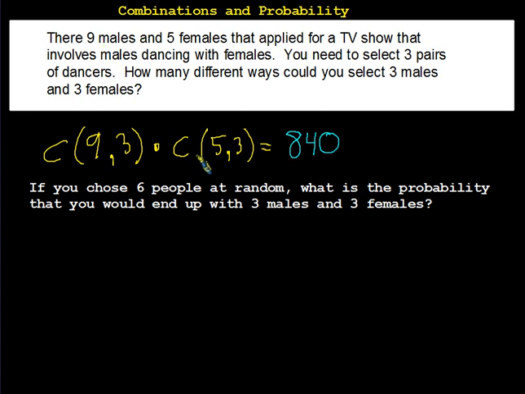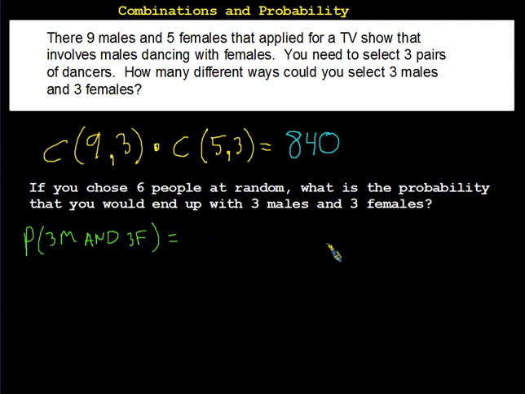And we would compare that to the number of ways that you could choose 3 males from the 9 and 3 females from the 5. So we've already done half the work. The only thing we're missing is what's the total number of ways that we could choose 6 people at random. And we can do that with a C. So let's go ahead and look at the probability. So we're looking at the probability of 3 males and 3 females.